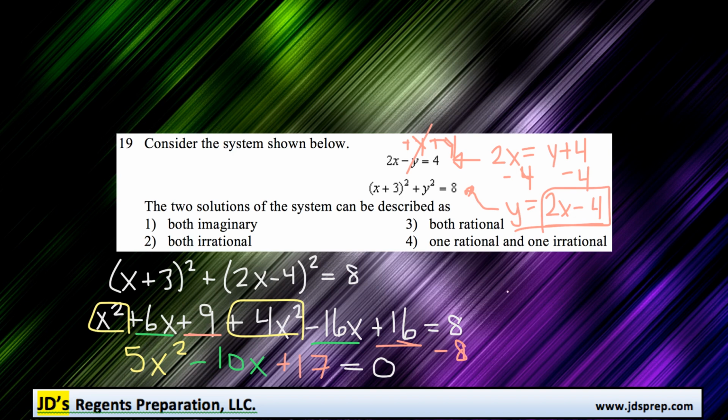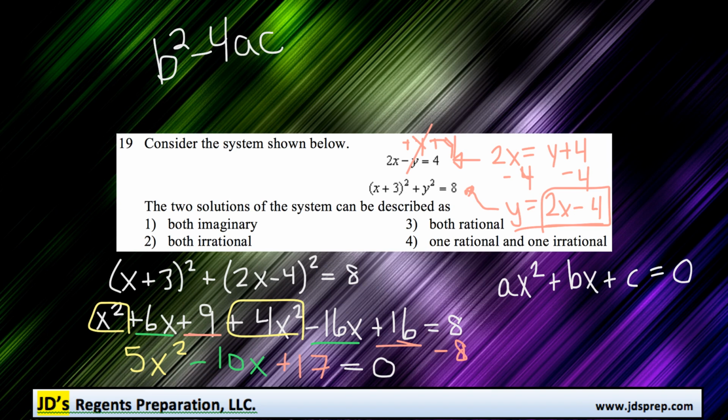So now that we've got the equation in the format of ax squared plus bx plus c equals 0, we can use the formula b squared minus 4ac to determine the type of solutions we're dealing with. If you're not sure where b squared minus 4ac comes from, if we were to solve this quadratic equation using the quadratic formula, you may recognize b squared minus 4ac as being the portion of the quadratic formula that's in the radical. It's what you square root in the quadratic formula.